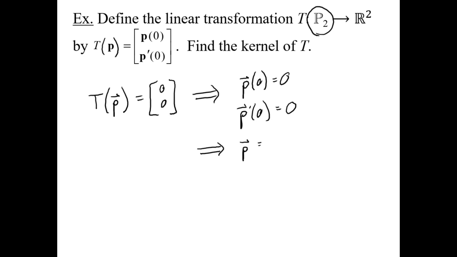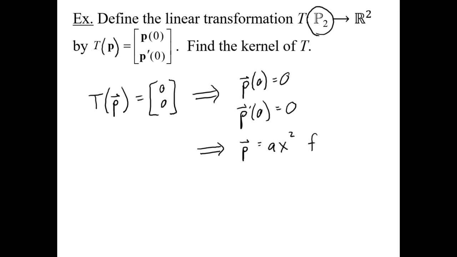We're looking to describe all polynomials whose value at 0 is 0, and also whose first derivative at 0 is 0. The only ones I can think of would be the set of all P that is a constant times x squared. Right? Plug in 0, you get 0. Take the derivative and plug in 0, you also get 0.